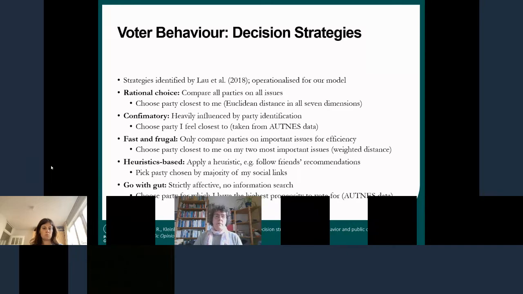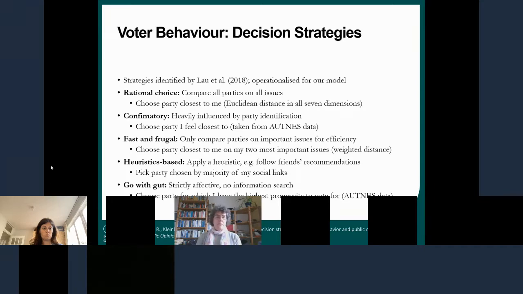Then there is confirmatory, where the voter decision is heavily influenced by their party identification, and we operationalize that as the voter will always vote for the party they feel closest to, and we have this information from the survey data.